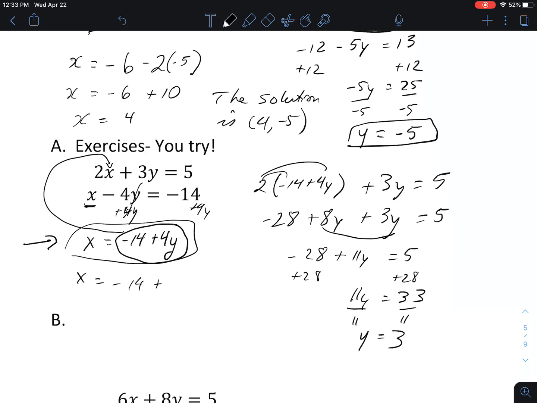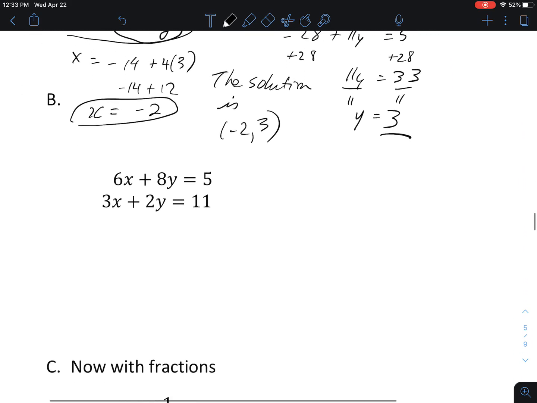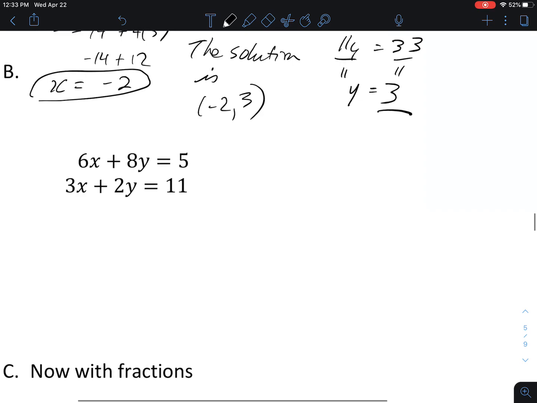And again, that's only half the answer. So now I'm going to go back here. x is negative 14 plus 4y, and y is 3. So I know x is negative 2. So now I know where the solution is: negative 2, comma 3.